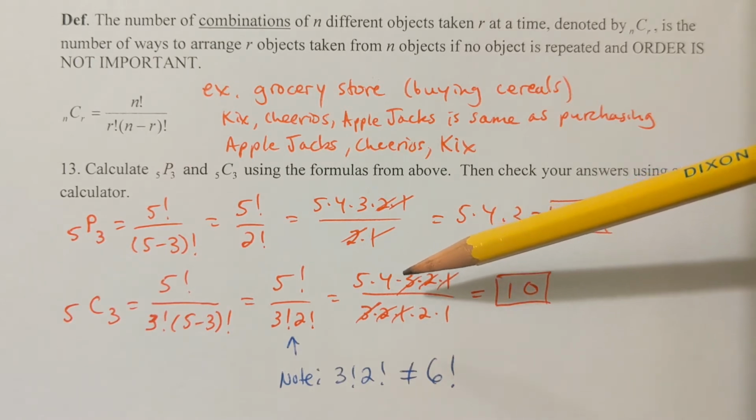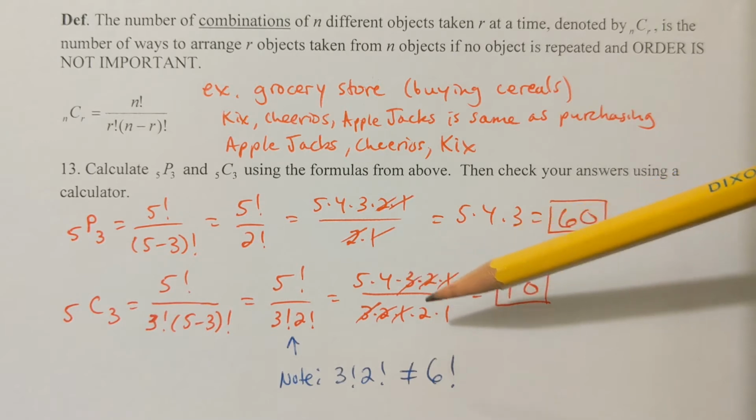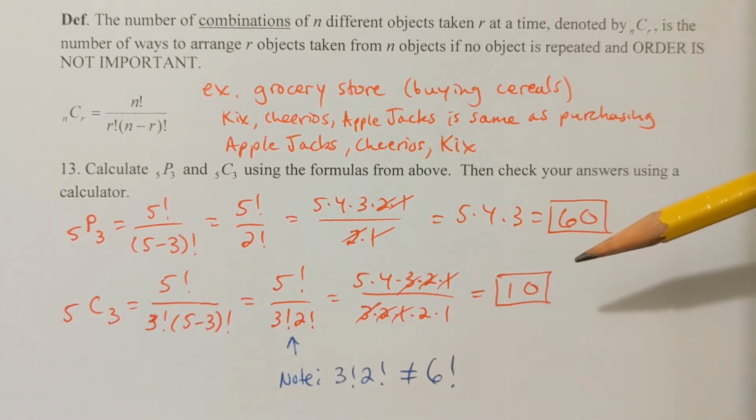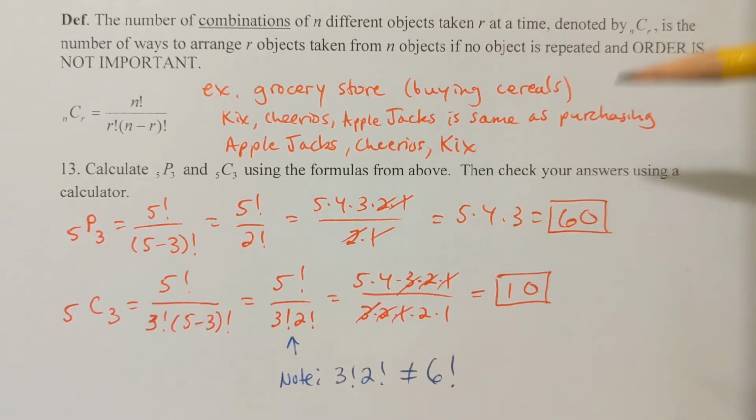And that leaves me with 5 times 4, which is 20, divided by 2 is 10. Okay, so if I have 5 objects in front of me, and I'm going to select 3 objects from the 5 where I don't care about the order, there are 10 different ways that I can make my selection.